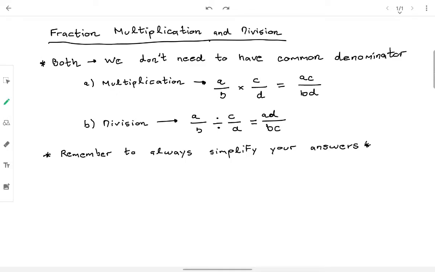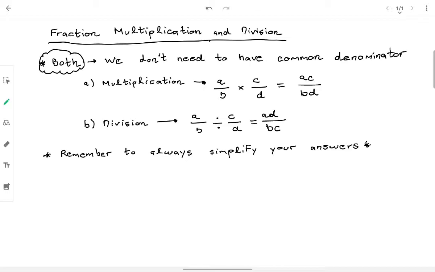Today we are going to practice fraction multiplication and division. It is very important that we see that in both cases we don't need to have a common denominator. We can do fraction multiplication and division with different denominators. We don't have to transform fractions.